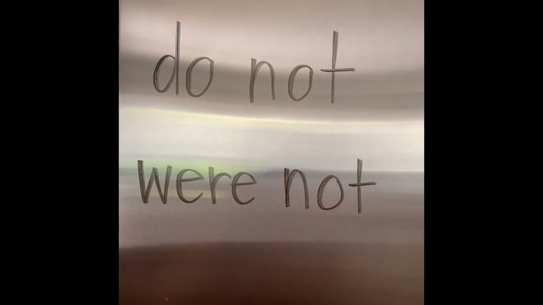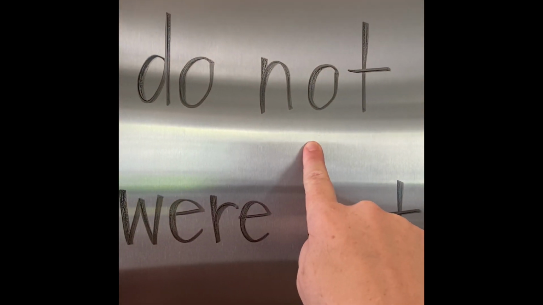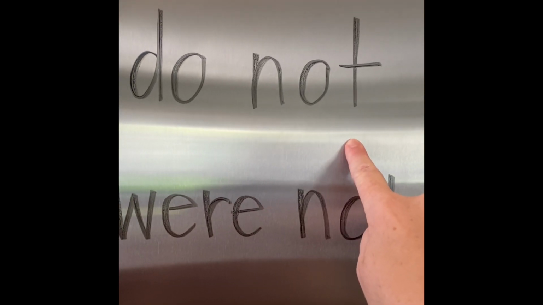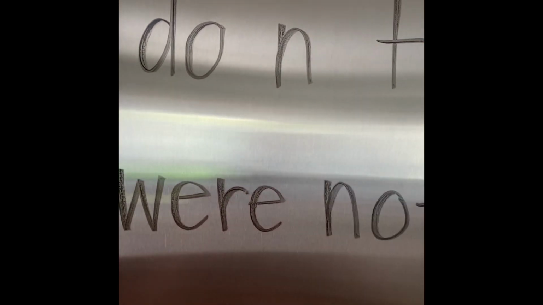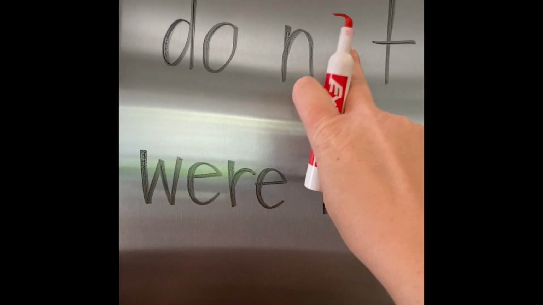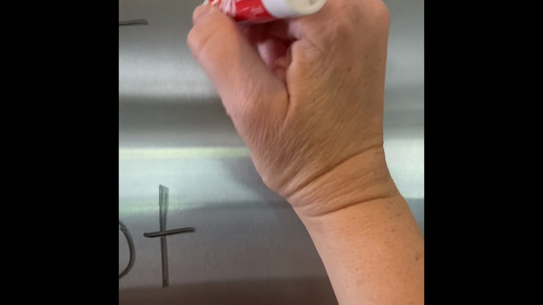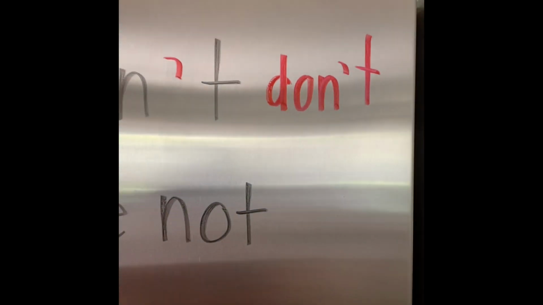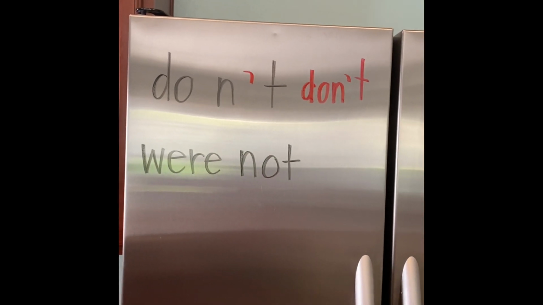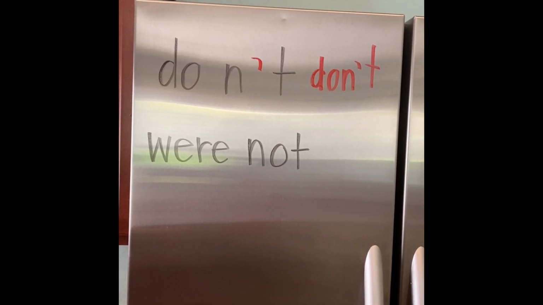Okay, as you can see, I have two smaller words, do and not. In order to make this a contraction, I take off the O and I replace it with an apostrophe. The apostrophe takes the place of the letter O to make a new word. Don't. As in, I don't like eggplant. Don't means do not.